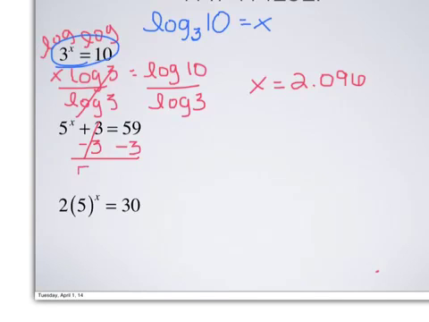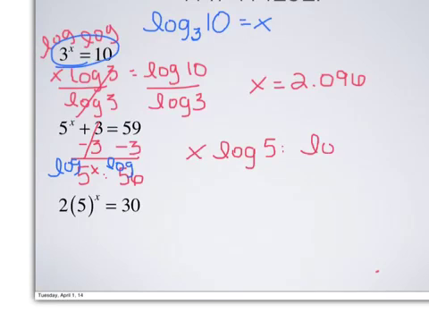Okay, so 5 to the power of x equals 56. And then I would take log on each side. I'm doing that so that on the left I can write that as x log 5 is equal to log 56. And then if I were solving for x, what would I do? Divide. Divide by log 5.